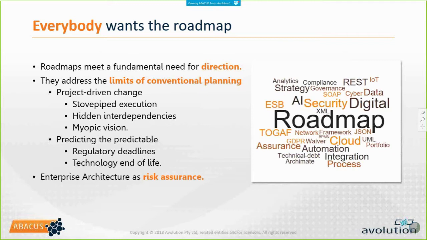So they need to think about things like regulatory deadlines. Now, many of you might be struggling with things like GDPR right now and actually demonstrating compliance to external regulators in that case. But also things like technology end of life, the whole technical debt area. How do we ensure that our enterprises are still on an up-to-date and fit for purpose technology platform? So really there is a planning function beyond the traditional change function, and that's where the architecture roadmap plays. So in this case, the architects are really performing almost a risk assurance function for the enterprise.